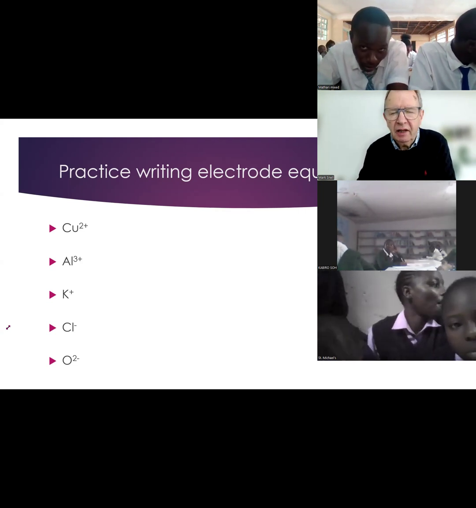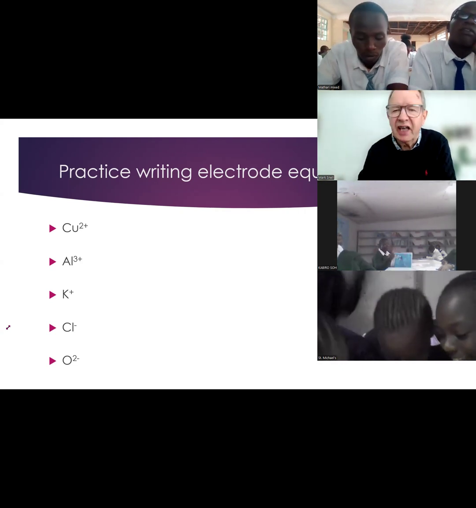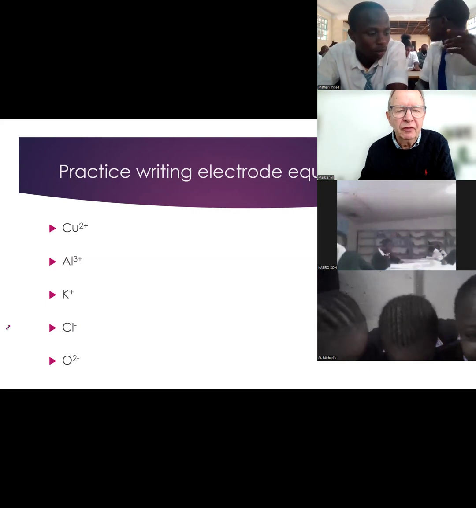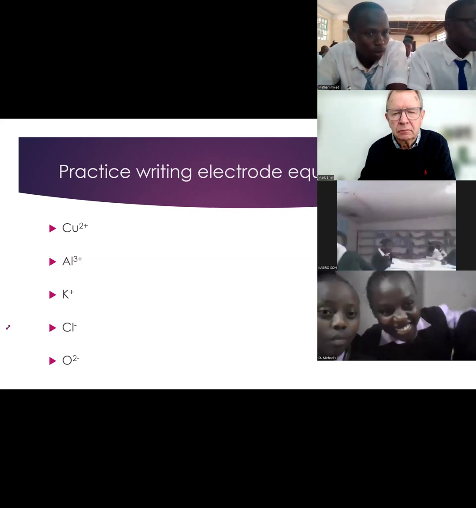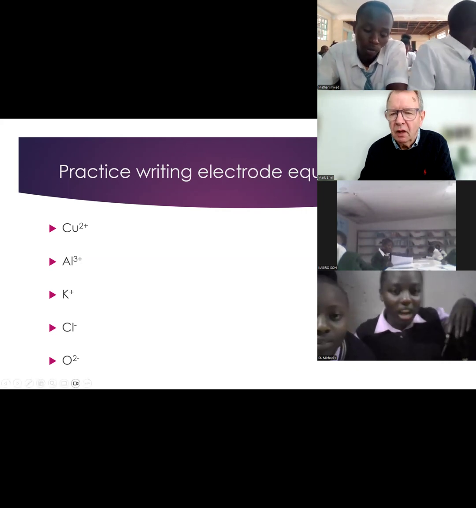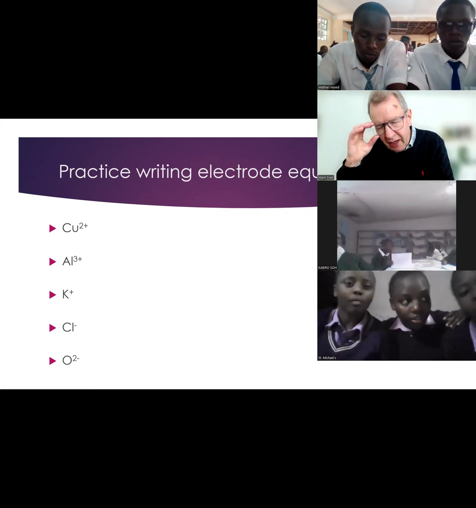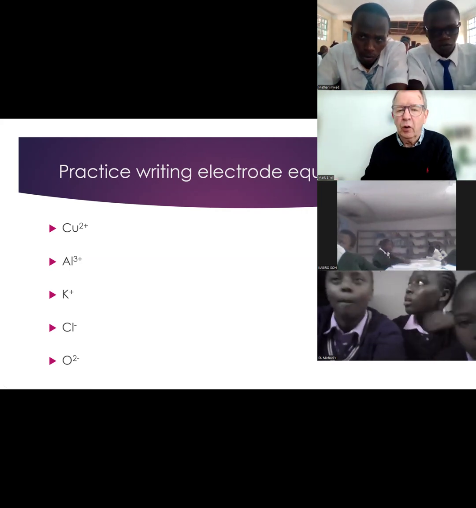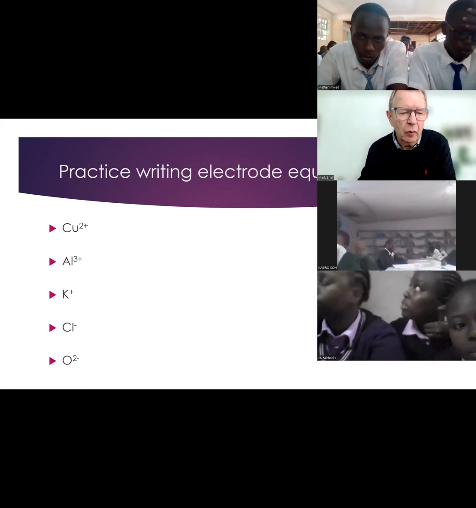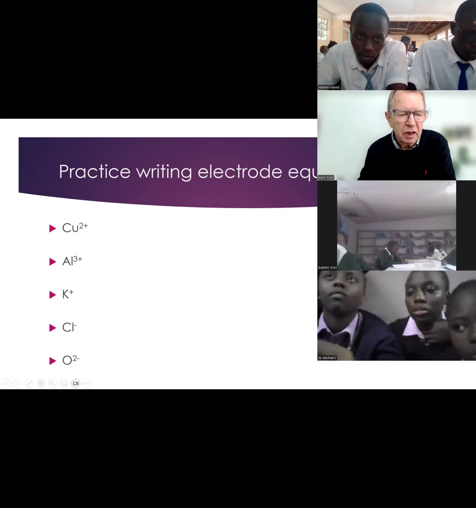Just like the Na+, just like the Cl-, same idea. See if you can write the equations. I think you can. St. Michael's, the idea was to have a go at the equations to see if you can do the equations. Mathari, well done. Kabiro, well done.